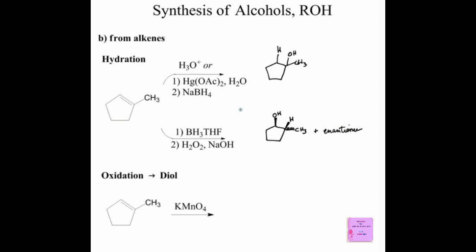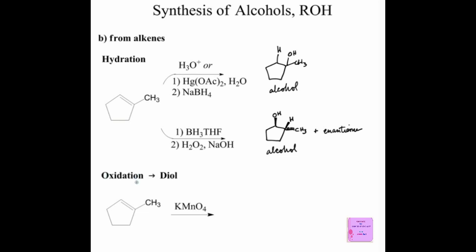Okay, so when we take a look at these products, we see that this is an alcohol product that we get. So another way that we can put in an OH group on a carbon chain is to start with a double bond, and then we could put the OH on one carbon or the other depending on the reaction conditions we use, the reagents we use.